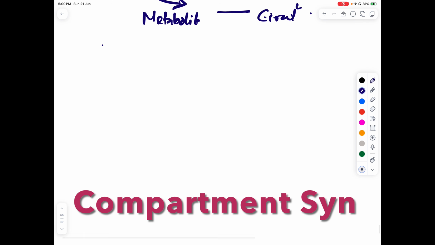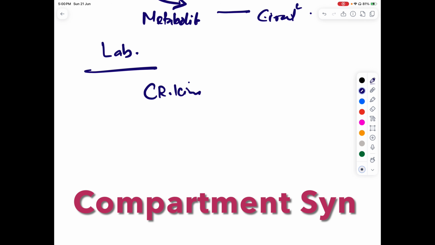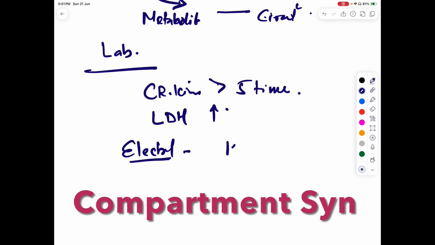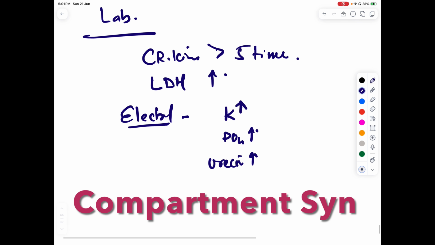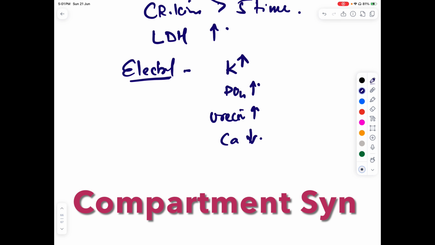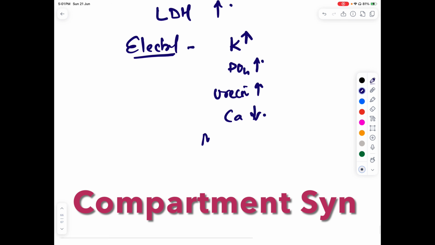Laboratory findings, what you find in lab investigation: creatine kinase is 5 times the normal. Lactate dehydrogenase is again increased. And the electrolytes: potassium increased, phosphate increased, uricemia increased, and calcium is going down, hypocalcemia, and myoglobinuria.